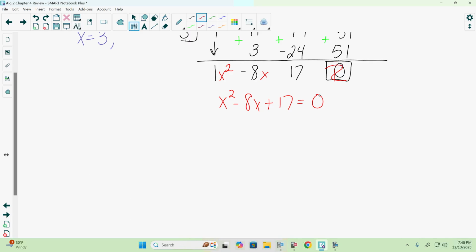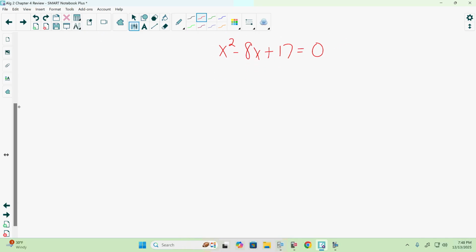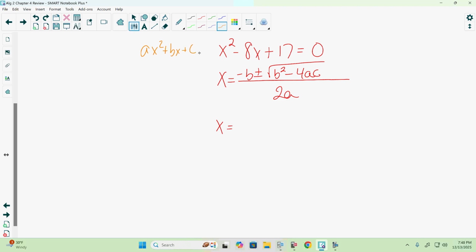Now at this point here, I'm just going to use quadratic formula. X is equal to negative b plus or minus the square root of b squared minus 4ac all over 2a. Now this does match up with our ax squared plus bx plus c. So we're going to fill in the values for a, b, and c and then simplify as far as possible.